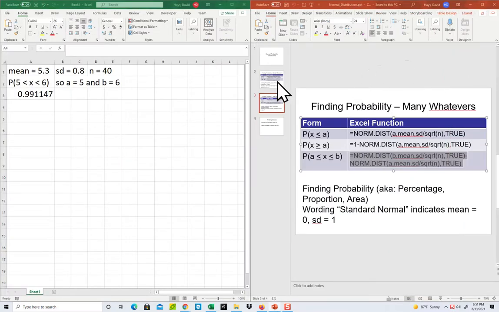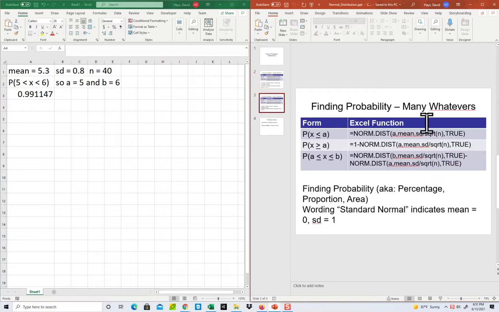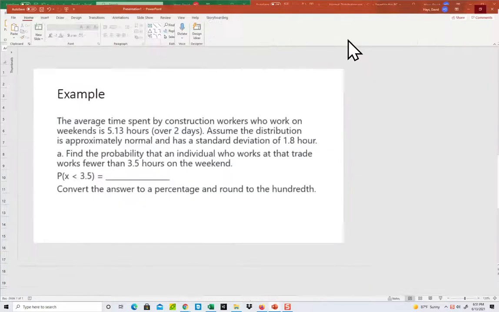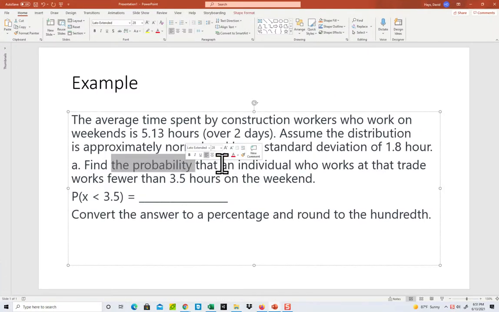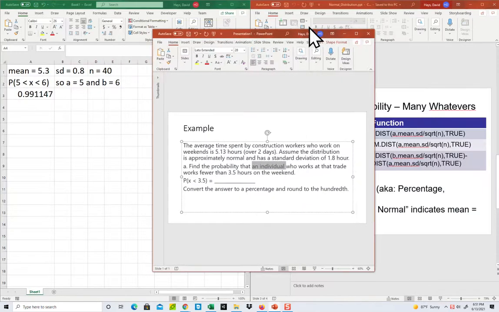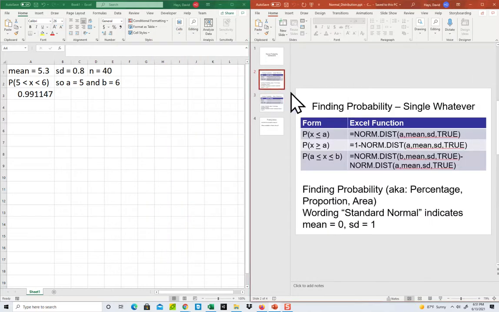First question we have to ask is, when it's asking for the probability, that's specifically where we're looking. Are we talking about a single whatever, or are we talking about many whatevers? In this particular problem, it's saying, find the probability that an individual. That's one individual. So we're going to have the one whatever case. Now that's going to be this one right here.